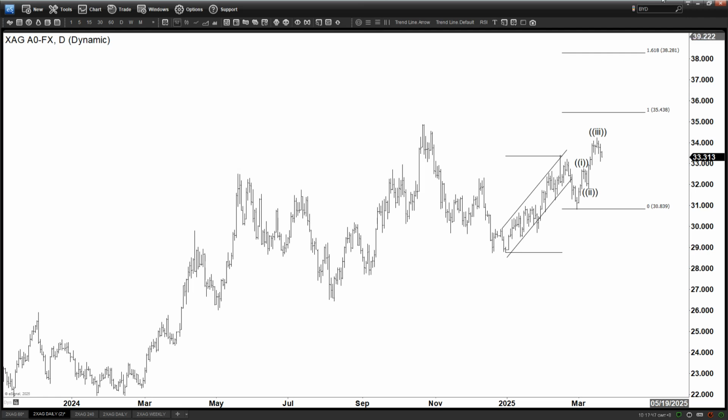So what that means is that you can actually say that as long as we stay above this low, which is 30.8, then actually there is a good chance we will continue to go higher in silver.